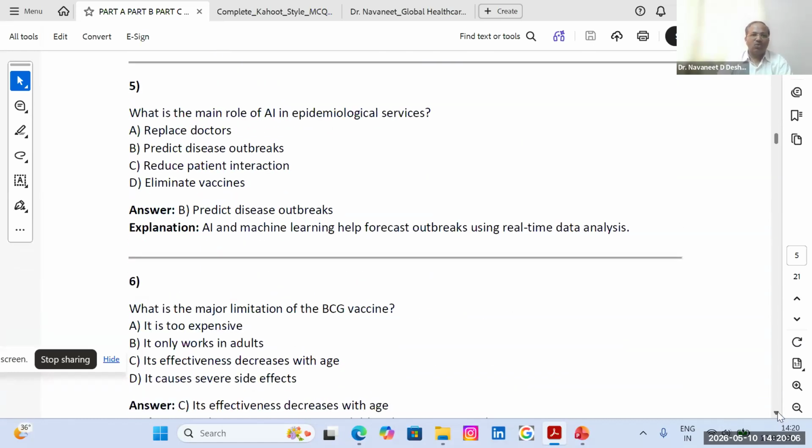The fifth question is, what is the main role of AI in epidemiological services? A is to replace the doctors, B to predict disease outbreaks, C reduce patient interaction, D eliminate vaccines. The correct answer is B, predict disease outbreaks, because AI and machine learning help forecast outbreaks using real time data analysis.